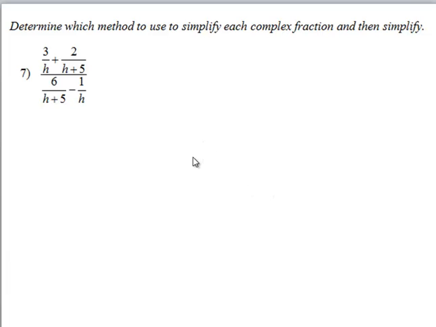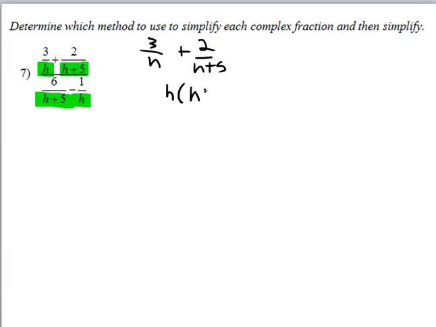And again, I'm sort of two minds of this, but with this one, I kind of noticed that I have h plus 5 and h here, and I have h and h plus 5 there. So I have common denominators which might cancel out quite nicely if I do it the quote-unquote old-fashioned way. So let's just do this. I have 3 over h plus 2 over h plus 5. The common denominator here is h times h plus 5, right?